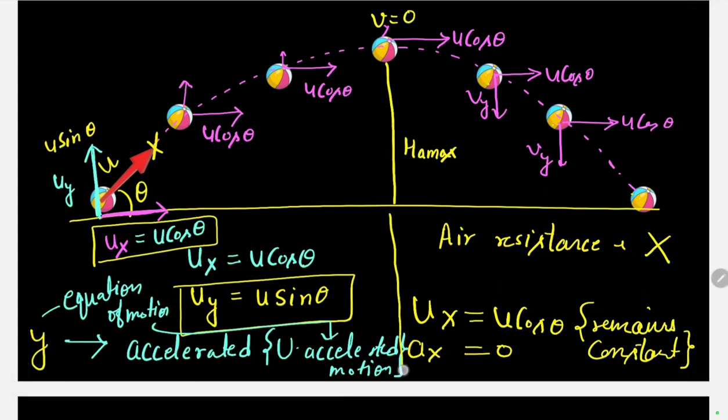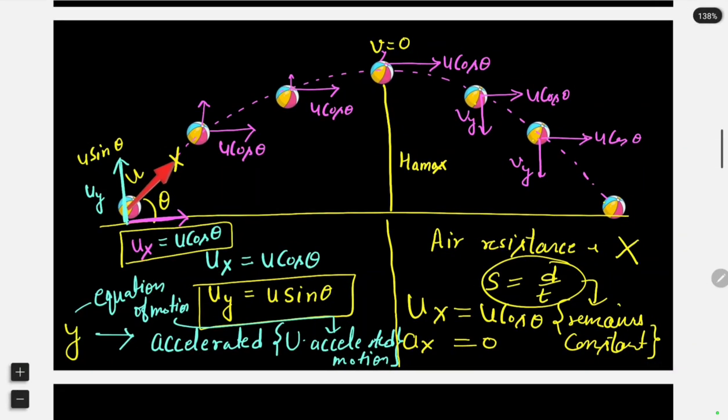And if I want to find anything for the x-axis, I don't even need the equations of motion because there is no acceleration. So I can simply use speed equals distance over time. That will simply work for the x-axis, but it won't work for the y-axis. Okay, cool. So now let us begin with our task.